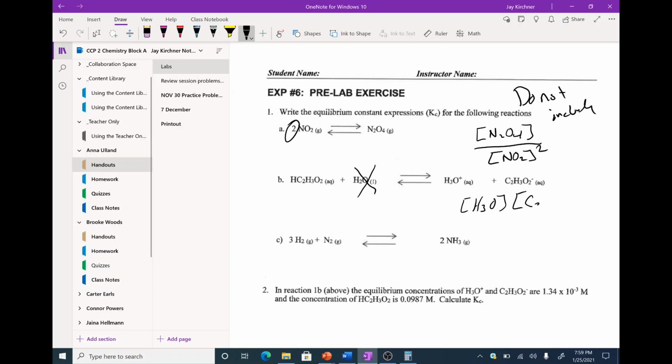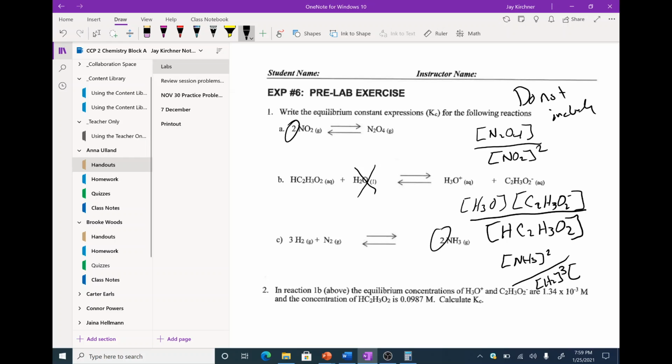This one, it's an organic compound to the 1 power. It's actually acetic acid, I believe. And we put it over, this is actually the conjugate base, I'm sorry, over this acid, HC2H3O2. There we go. These are all gases, so this one would be NH3 to the 2nd power, because there's a 2 there, over H2 to the 3rd power, times N2 to the 1st power.